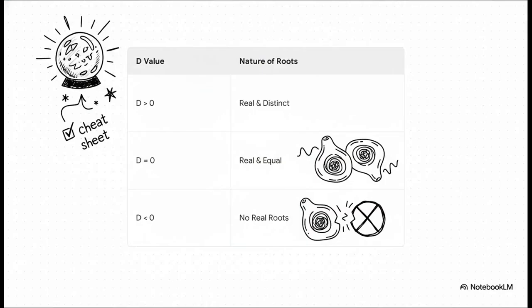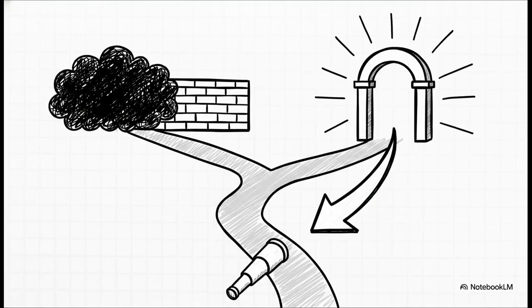So here is your essential cheat sheet for reading that crystal ball. If your calculation results in a positive number, anything greater than 0, your equation is going to have 2 real distinct roots. That means 2 completely different numbers. If D is exactly equal to 0, your two roots will be real, but they're going to be equal to each other. But, and this is a big but, if D is a negative number, your equation has no real roots at all. The crucial takeaway here is that calculating D should almost always be your very first step.